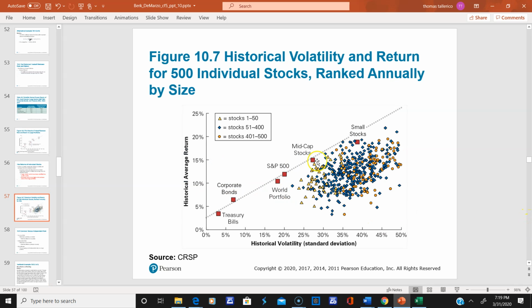You can see here how this curve, there's really no correspondence between stocks, basically 1 to 50, 51 to 400, and 401 to 500. You'll notice that there are a lot of stocks here that have more volatility, but there's no clear relationship here. There's really no clear relationship. These are the individual stocks.